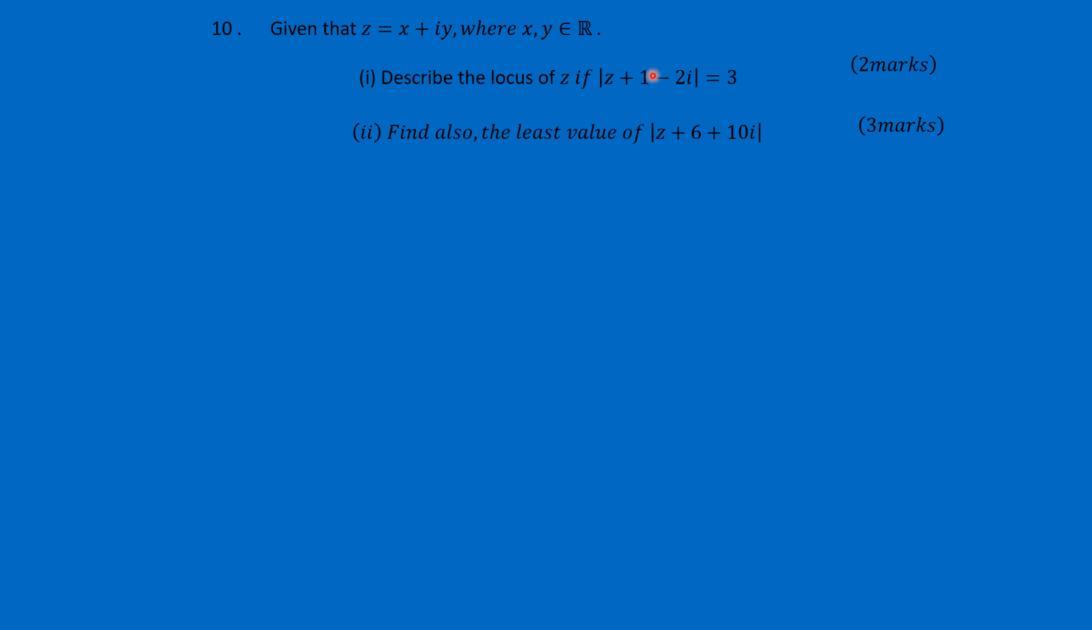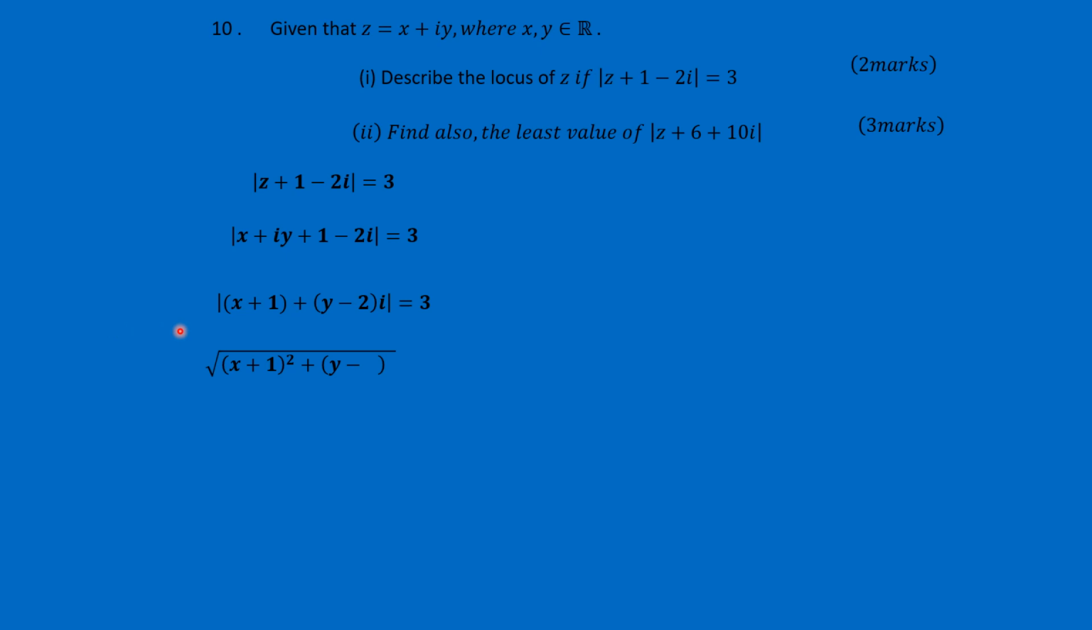Describe the locus of z if the modulus of z plus 1 minus 2i is equal to 3. So we know that z has been given to us, so we can just replace z by x plus iy, plus 1 minus 2i. You just replace z by x plus iy, and at the end of the day we group the real parts together. Remember, x is a real number, so x and 1 are the real part of this complex number, and then for the imaginary part, we can factor out the i to get y minus 2, equals 3.